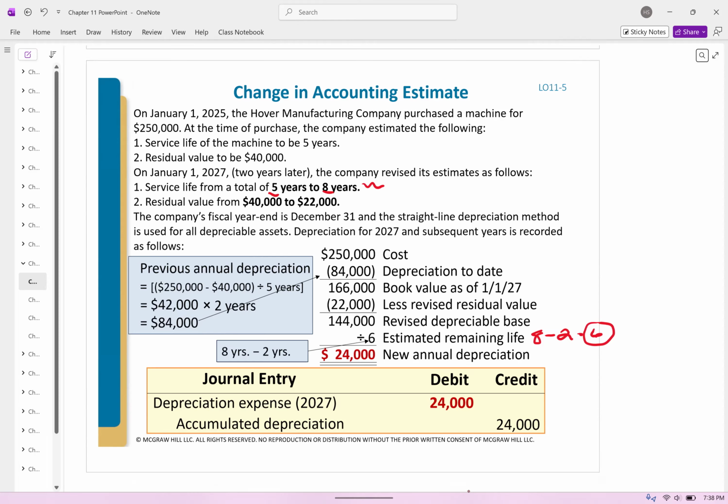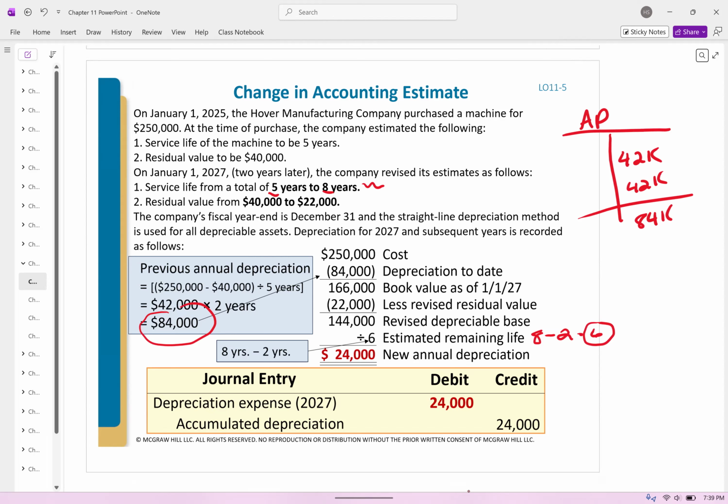Remember that accumulated depreciation. If we depreciated it for 2 years, we have 84,000 in there. That's where that calculation is right there. So basically we're going to pause for a second. We're going to figure out what the accumulated depreciation is and what the book value is.